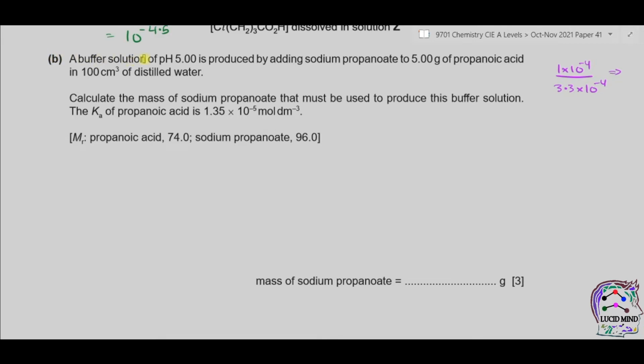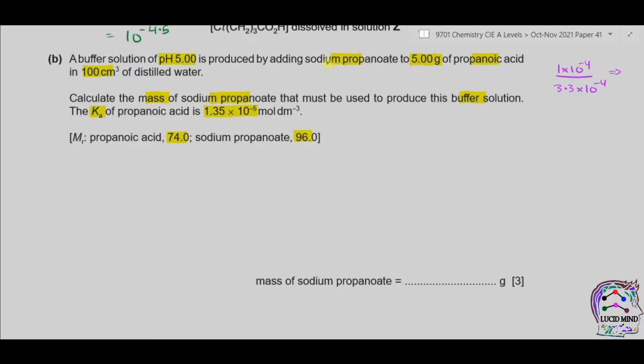Part B, a buffer solution of pH 5 is produced by adding sodium propanoate to 5 grams of propanoic acid in 100 cm³ of distilled water. Calculate the mass of sodium propanoate that must be used to produce this buffer solution. The Ka of propanoic acid is given as 1.35 × 10⁻⁵ mol/dm³. Molecular mass of propanoic acid is 74, molecular mass of sodium propanoate is 96.